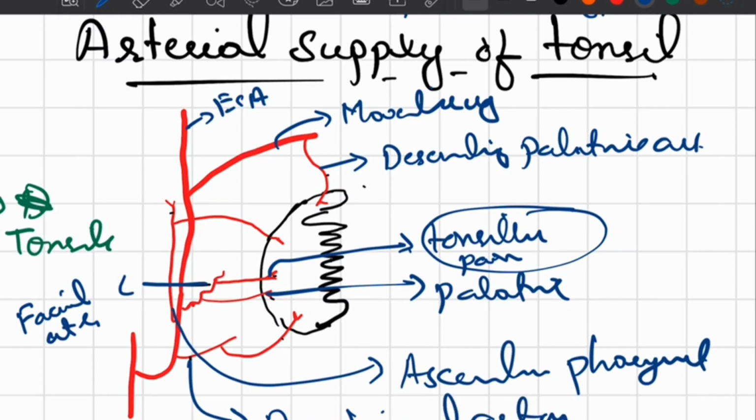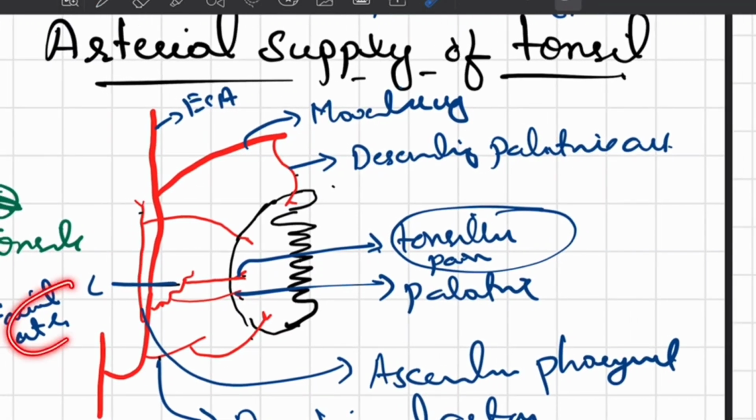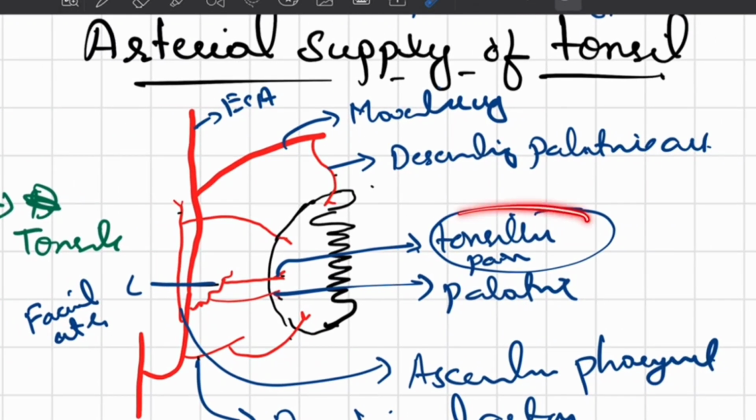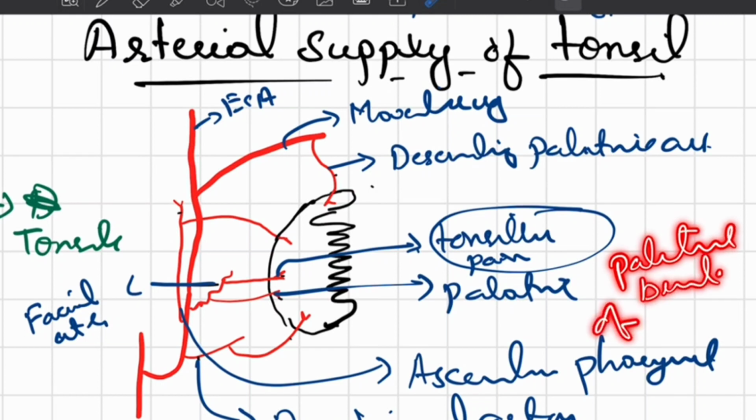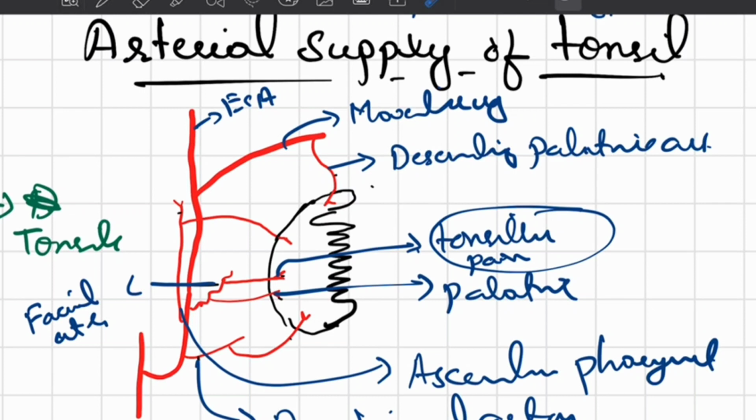To summarize, the arterial supply is mainly by the facial artery, which gives the tonsillar and palatine branches, mainly the tonsillar branch. The maxillary artery, also a branch of the external carotid, gives the descending palatine artery. The ascending pharyngeal gives the palatine branch. The lingual artery gives the dorsal lingual artery, which also supplies the palatine tonsil.